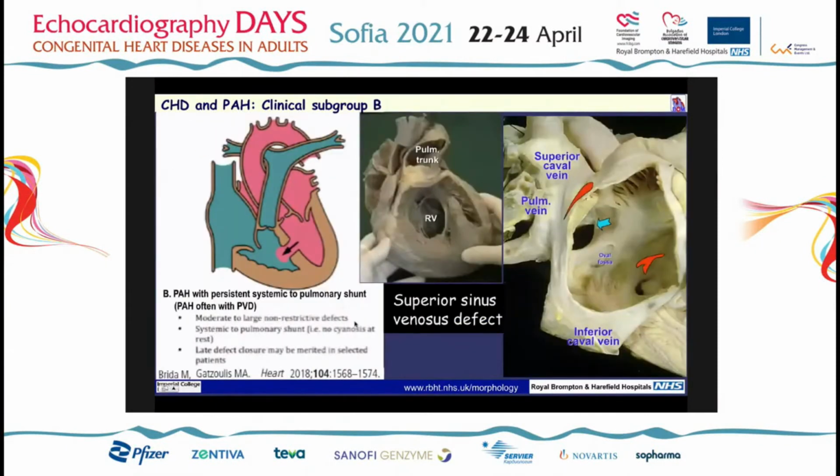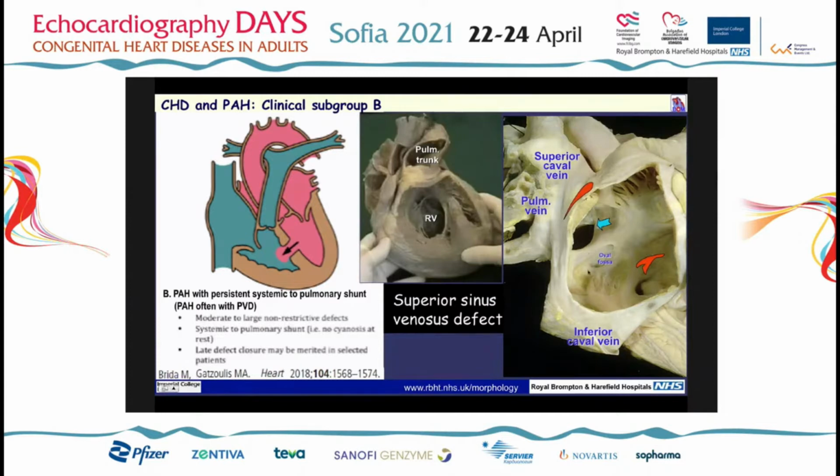And now subgroup B is pulmonary arterial hypertension with persistent systemic to pulmonary shunt, usually with a moderate to large non-restrictive defect. Here we see the front of the heart, the right ventricle, very, very thick walled, largish pulmonary trunk, and turning to the right atrial view, here we see an atrial septal defect or interatrial communication rather, sitting right underneath the opening of the superior caval vein or superior vena cava.